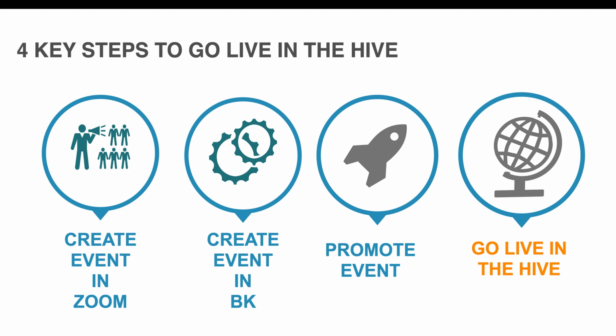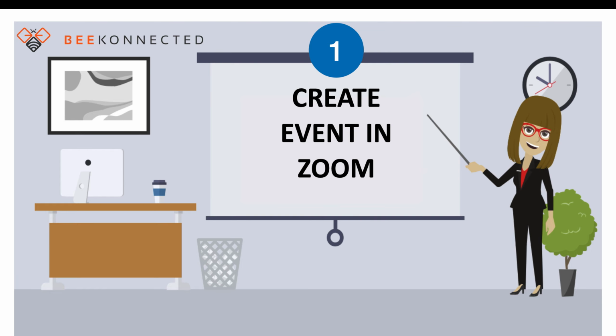So there are 4 key steps to go live in the Hive. You create your event in Zoom, you create your event in BeeKonnected, then you promote your event, and then you go live in the Hive. So we're going to take a look at each of those. First, create your event in Zoom.